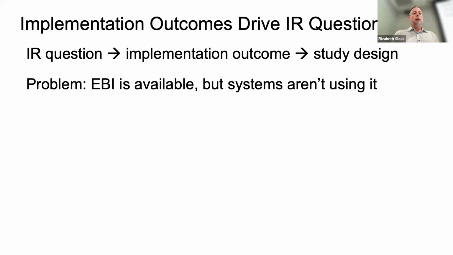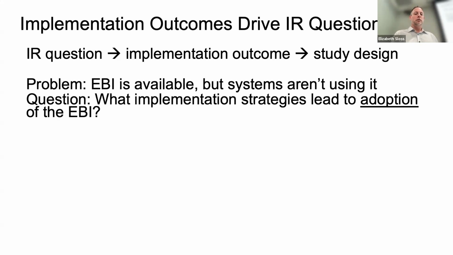So your problem, this is just a common scenario. Your evidence-based intervention is available, people know it's out there, okay, but systems aren't using it. So the question is basically, what implementation strategies lead to adoption of the EBI? Adoption is your first problem here. People are not adopting. So a primary implementation question here might just be purely, how do we get people to adopt this thing that's out there? People are aware of it, they're just not using it.